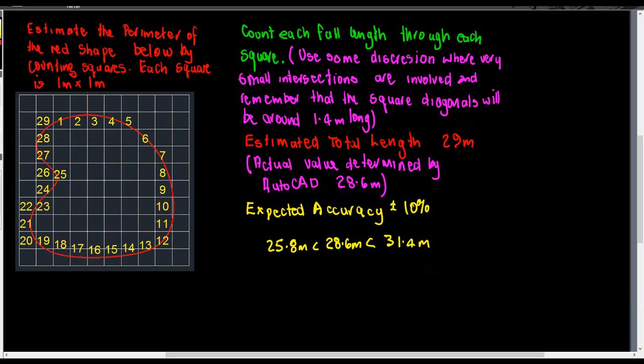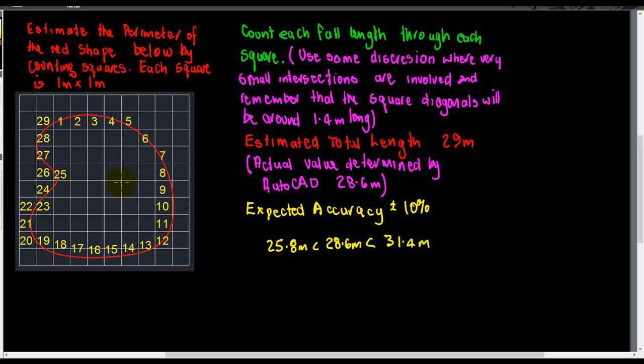So what I've done here is just count each full length through each square, and I've again numbered them consecutively, and I've got 1 through 29, so clearly I've got 29 metres. But you need to use some discretion where very small little bits of square are involved, for instance in this area here. You do need to remember, for instance here, or here, that the diagonals of the square would be around about 1.4 metres long.